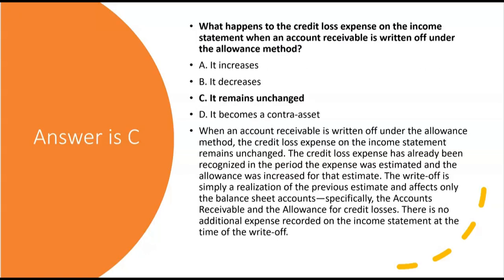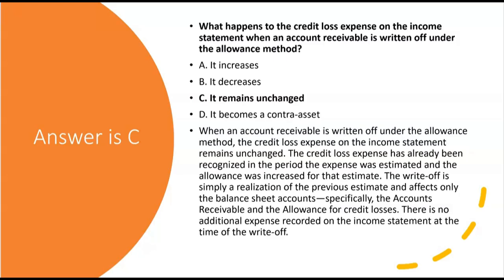When an account receivable is written off under the allowance method, the credit loss expense on the income statement remains unchanged. The credit loss expense has already been recognized in the period the expense was estimated, and the allowance was increased for that estimate. So the write-off is simply a realization of the previous estimate, and the write-off affects only the balance sheet accounts, specifically the accounts receivable and the allowance for credit losses. There is no additional expense recorded on the income statement at the time of the write-off, and you're going to need to know that for the exam.